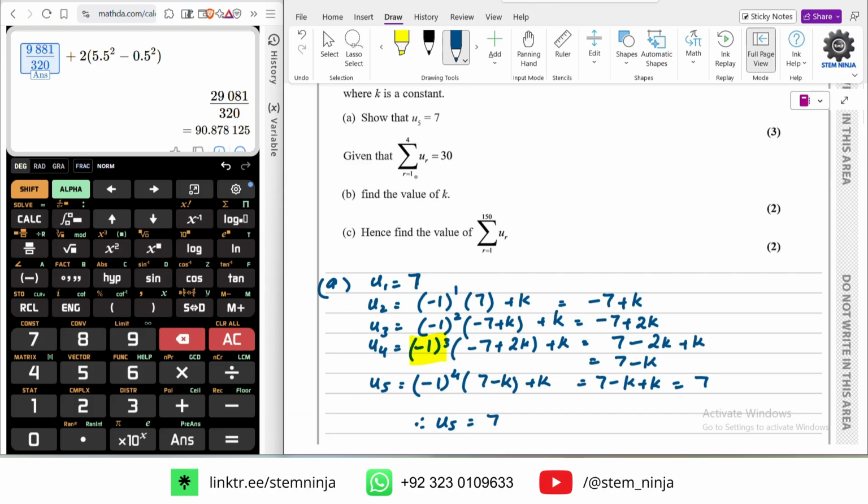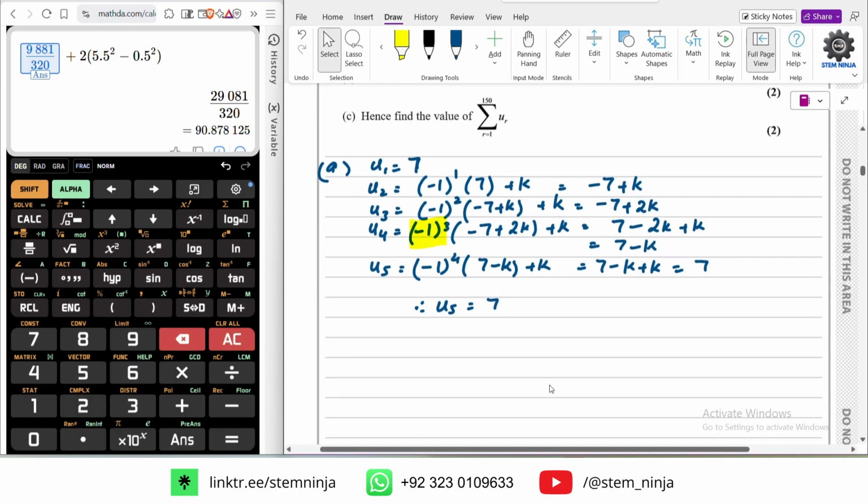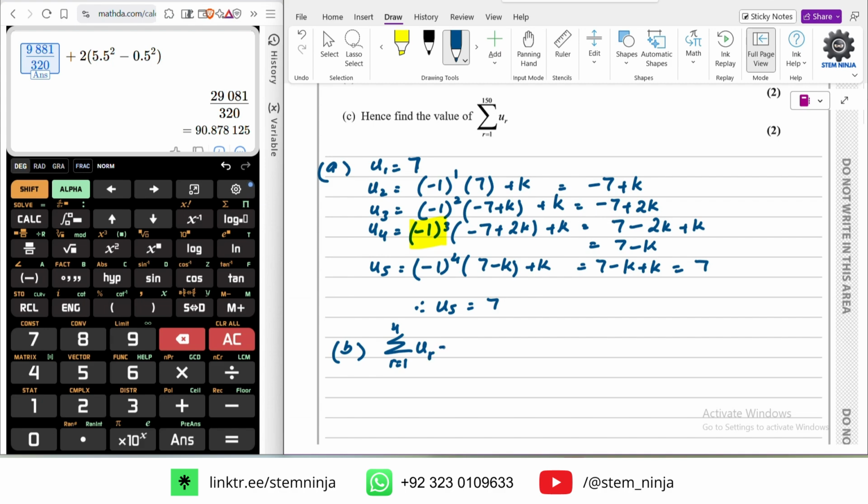Now given that the sum of terms from r equal to 1 to 4, that means the first 4 terms, is 30. Find the value of k. All right. So this means that the sum of ur is equal to 7 plus minus 7 plus k plus minus 7 plus 2k and then plus 7 minus k.